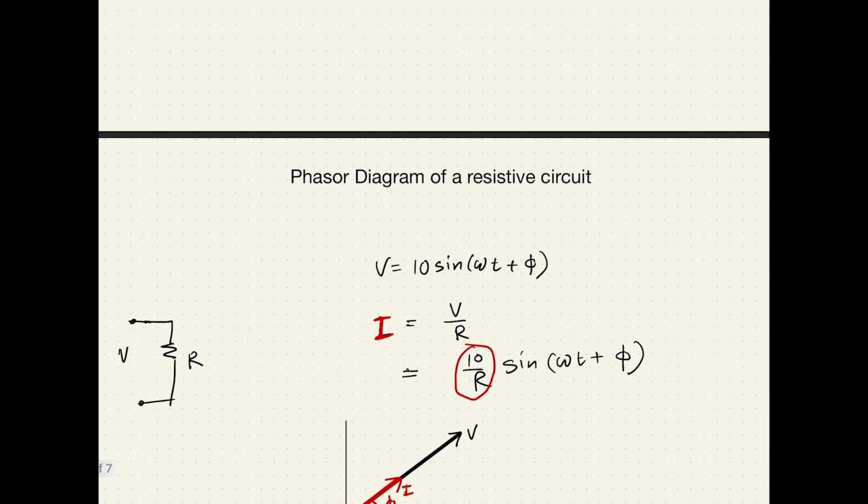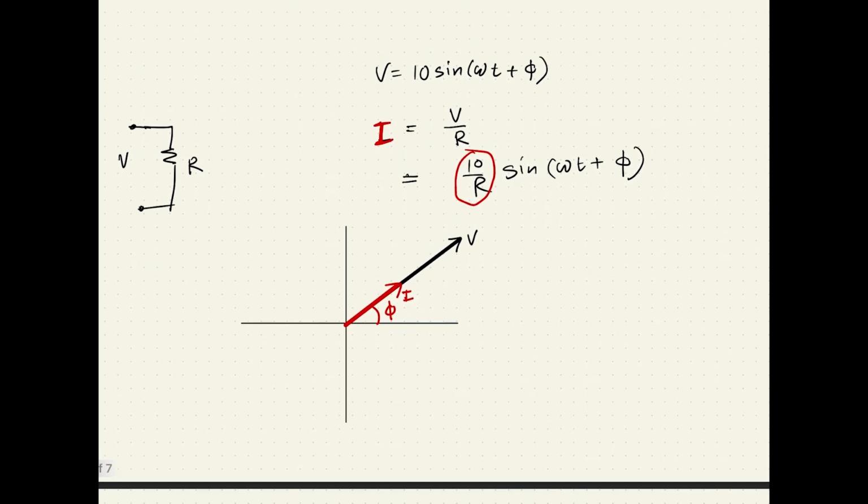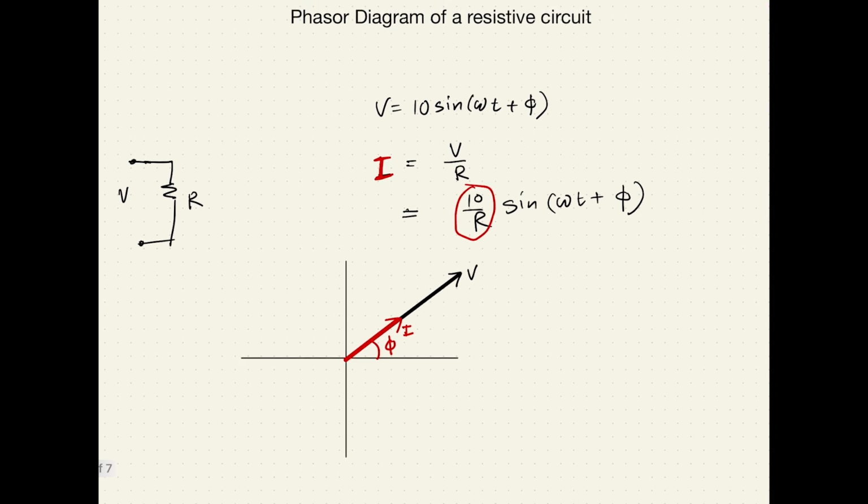So now that we have understood how to use phasors in AC circuits, we will see three cases in electrical circuits where phasor is really important. The first one is a phasor diagram in a resistive circuit. Here we have taken a voltage V equals 10 sine omega t plus phi, and from Ohm's law we can determine the current, V over R. If we look closely, we will see that the initial phase of the voltage and current are identical. Now these two quantities, V and I, only differ by their amplitudes.